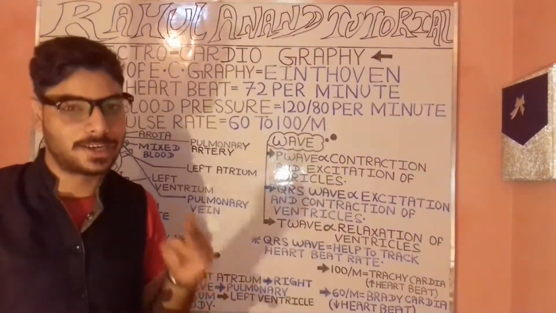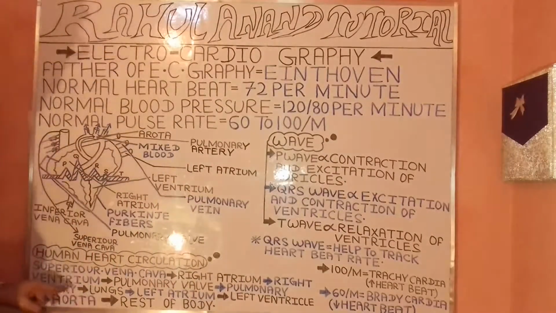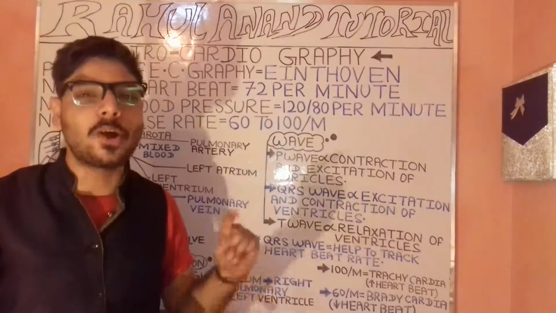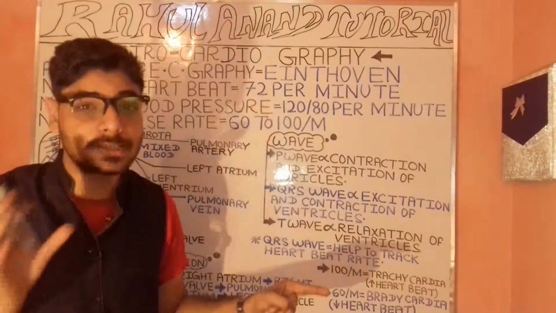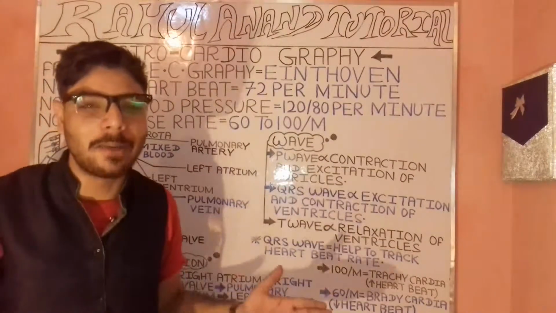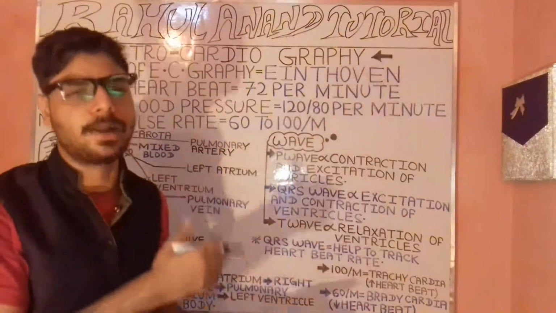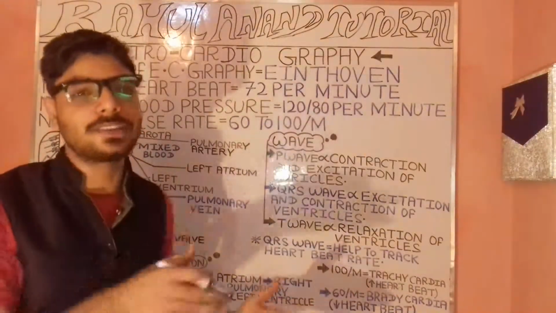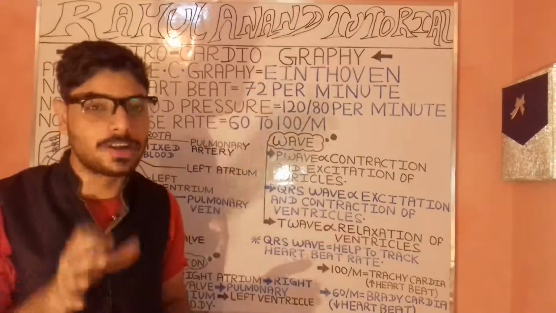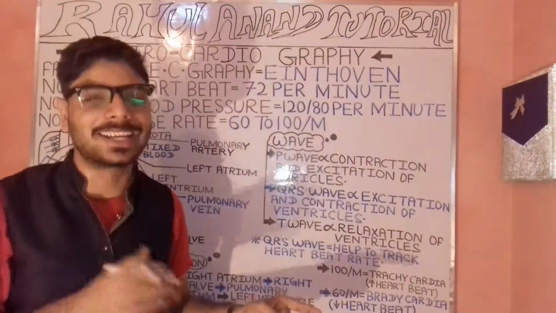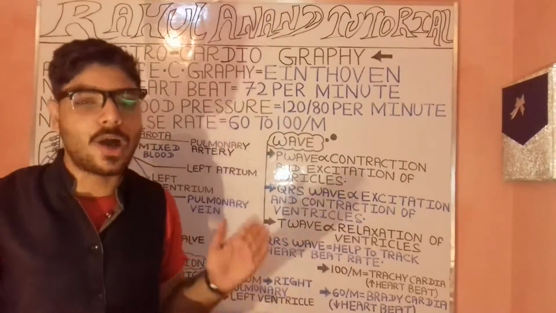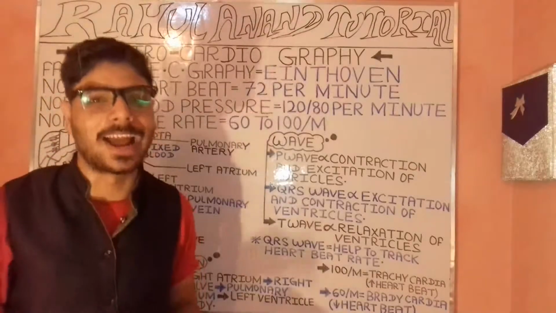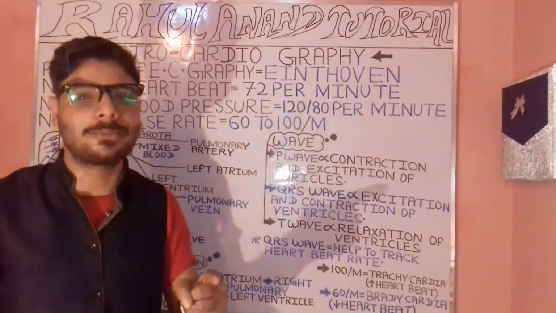You can often find this here on the board. Now let's understand these cases in detail, such as the human heart circulation. It originates from these regions: the superior vena cava, then the right atrium, then the right ventricle. Then you have the pulmonary valve, then the pulmonary artery, then the lungs. After that you have the left atrium, then the left ventricle, then the rest of the body.